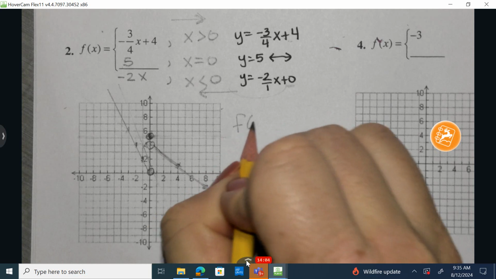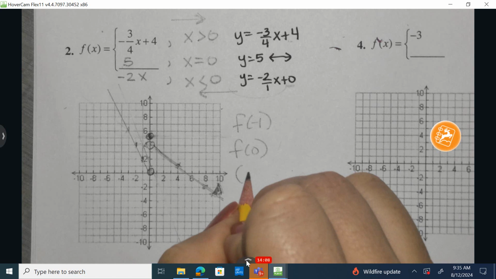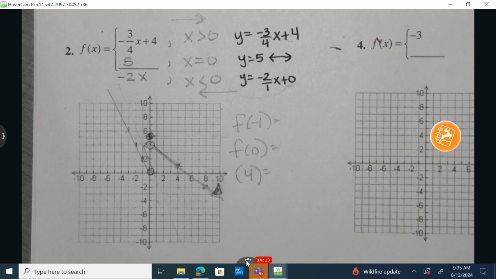Turning to your partner, I want you to evaluate these 3 pieces for me, please. You can verbalize it if you can see it on the graph. 20 seconds, go ahead.